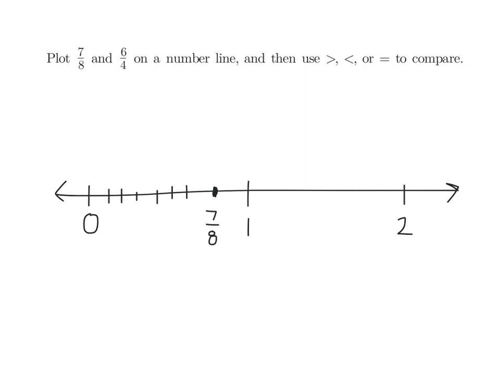Well, I know that 4/4 is 1. So when I have 6/4, I can draw a number bond and show that I actually have 4/4 in there and another 2/4, right? So we know that 6/4 is the same as 4/4 plus 2/4. So that means I have 1 and another 2/4, which is actually the same as 1/2. So 6/4 is right here.